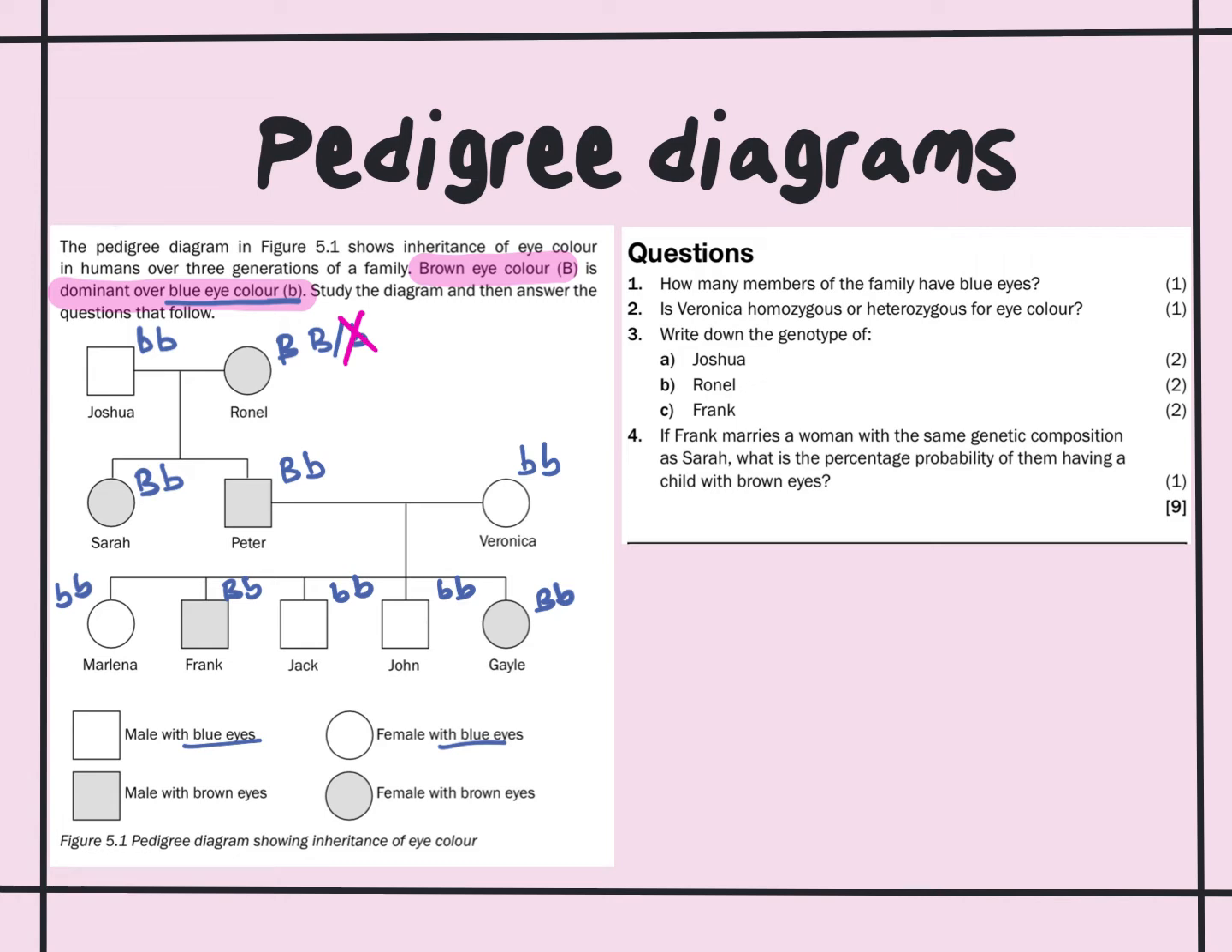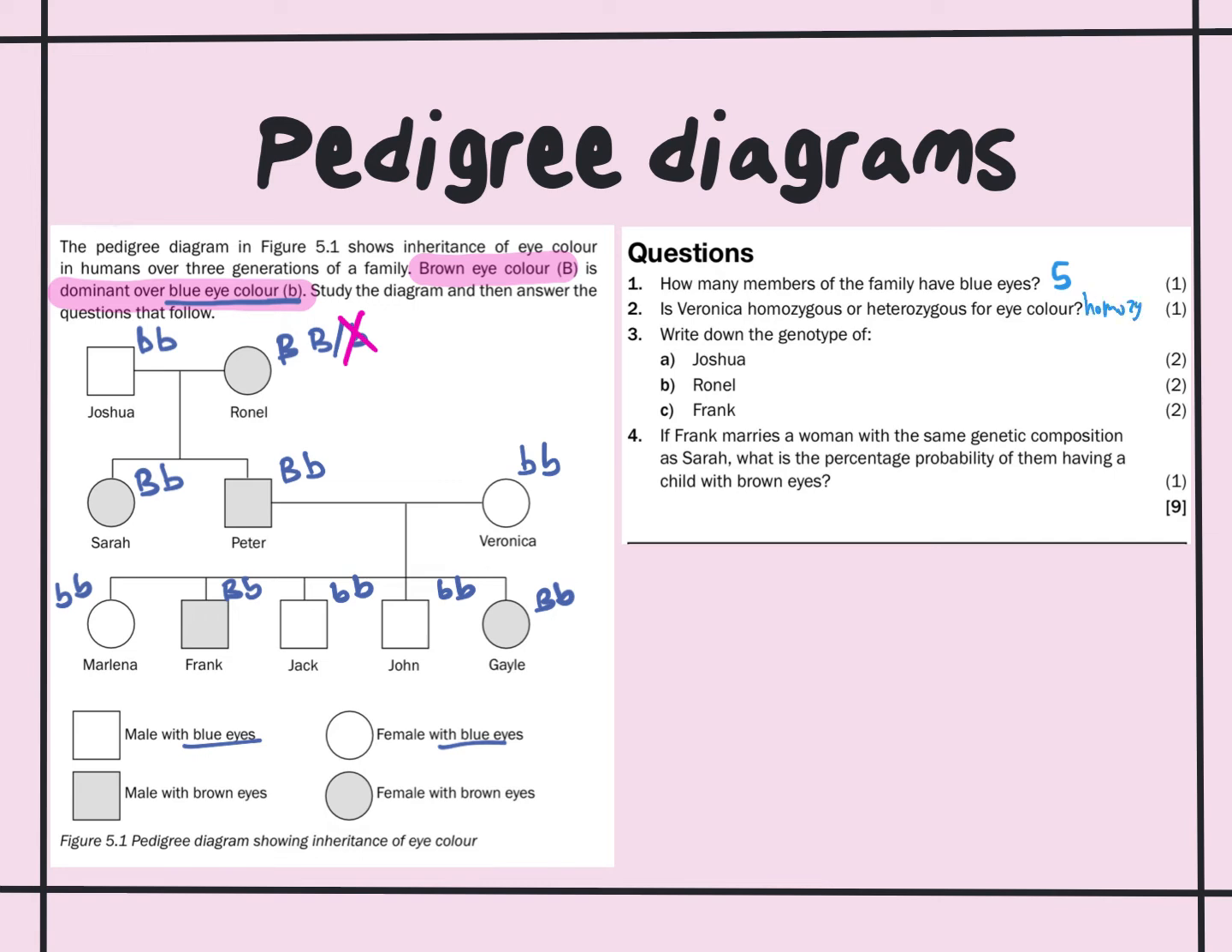So let's look at the questions. Question 1 asks, how many members of the family have blue eyes? It is as simple as just counting the squares that are not colored in, or the circles that are not colored in as well, because they don't specify gender. That is 1, 2, 3, 4, 5. So you have 5 members that have blue eyes. Then, is Veronica homozygous or heterozygous for eye color? We find Veronica's name and we say that she is indeed homozygous. Well, she has to be, because she has blue eyes. So you write there, homozygous.